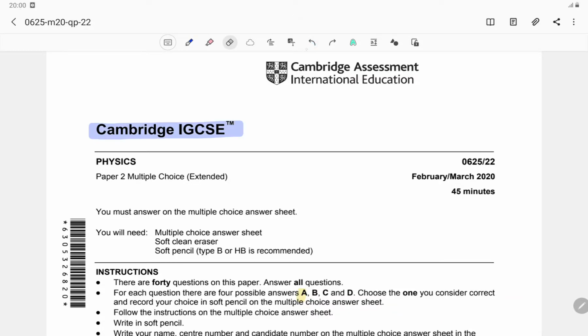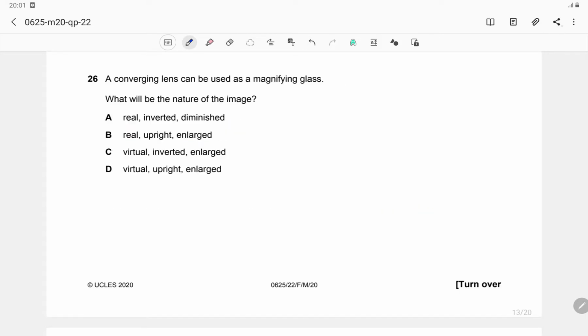Cambridge IGCSE, February-March 2020, Paper 22. Solutions for question 26 to 30.